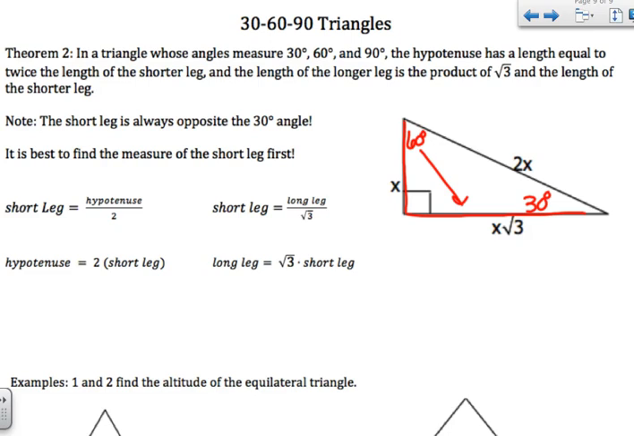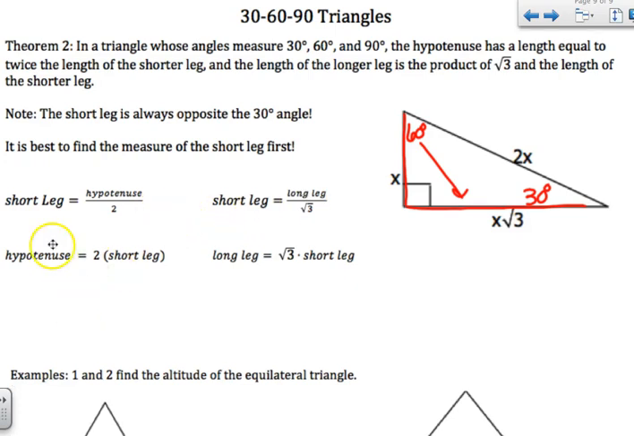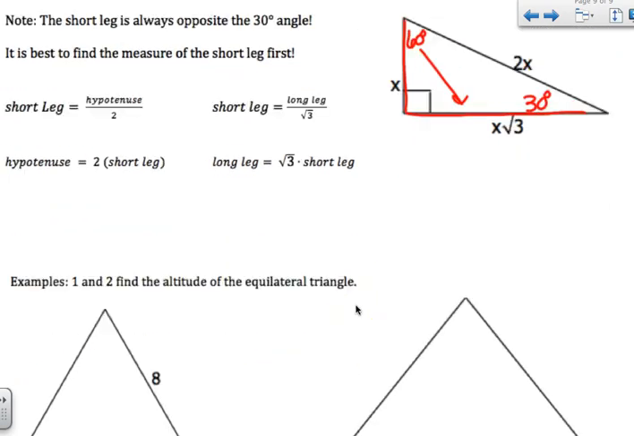So here's a little bit of a shortcut. If you know the short leg, it is going to be half of the hypotenuse. So if you know the hypotenuse divided by 2, that'll give you the short leg. If you know the long leg and you're trying to find the short leg, you have to get rid of the square root of 3 by dividing by the square root of 3. Now, if you're looking for the hypotenuse, double the short leg. And then if you are looking for the long leg, multiply the short leg by the square root of 3. So those are some little equations you can use to help yourself out. So let's look at some problems.